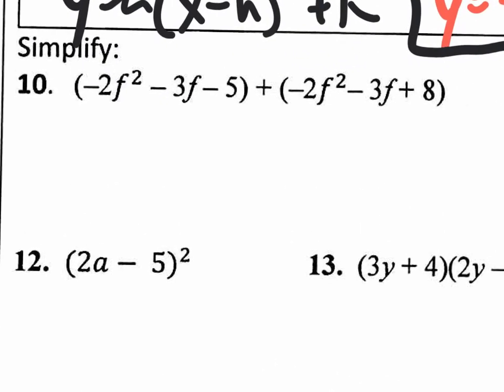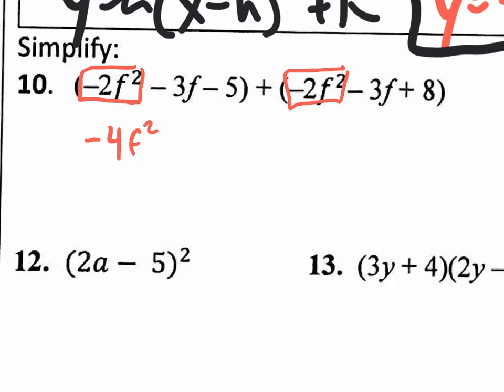Simplifying's cake. Why is it cake? Well, when you're adding one polynomial to another polynomial, all you're doing is combining like terms. So let's go with the highest exponent first. Let's combine -2f squared with -2f squared. If you owe $2 and you owe $2, you're going to owe 4 of those specific dollars. Notice f squared stays, right?